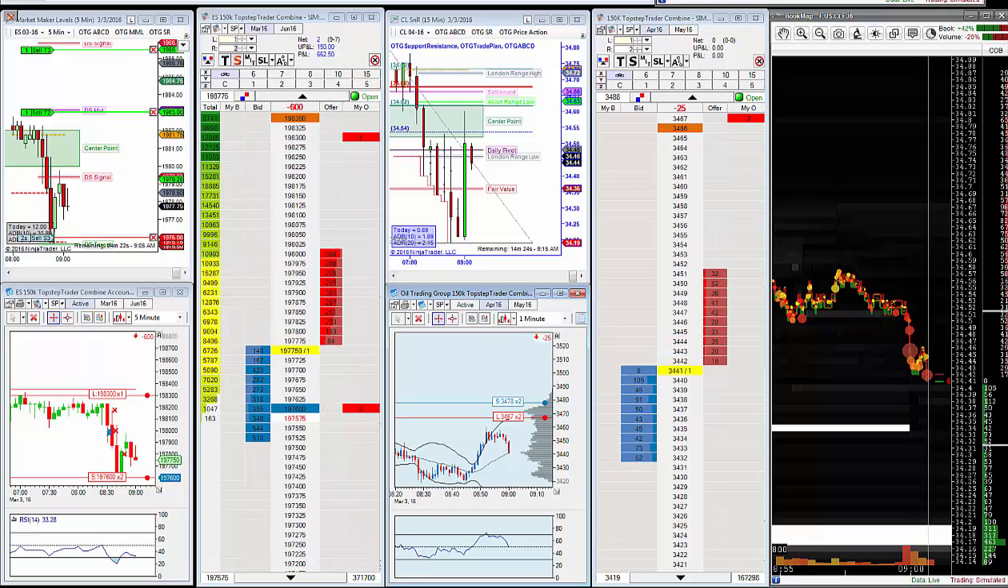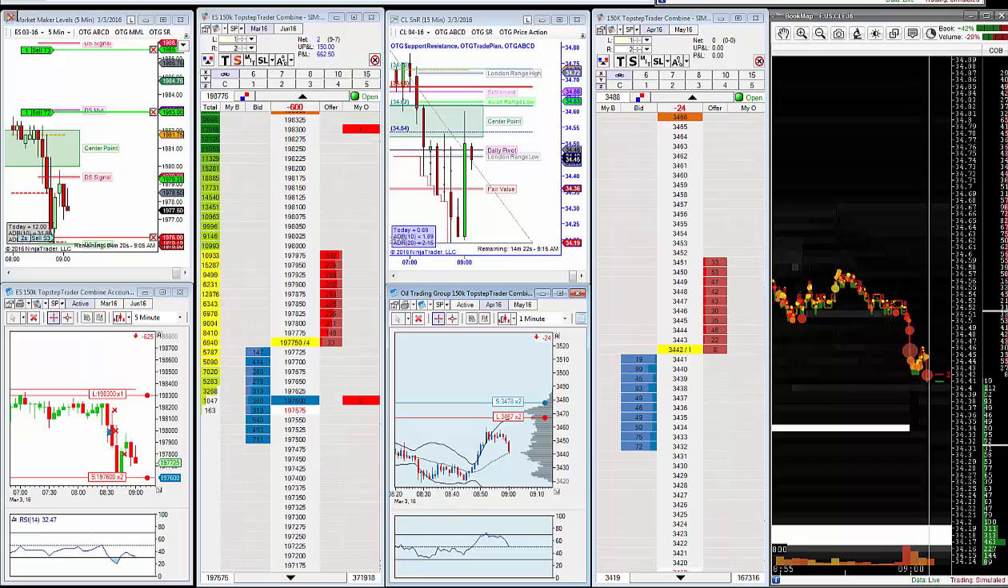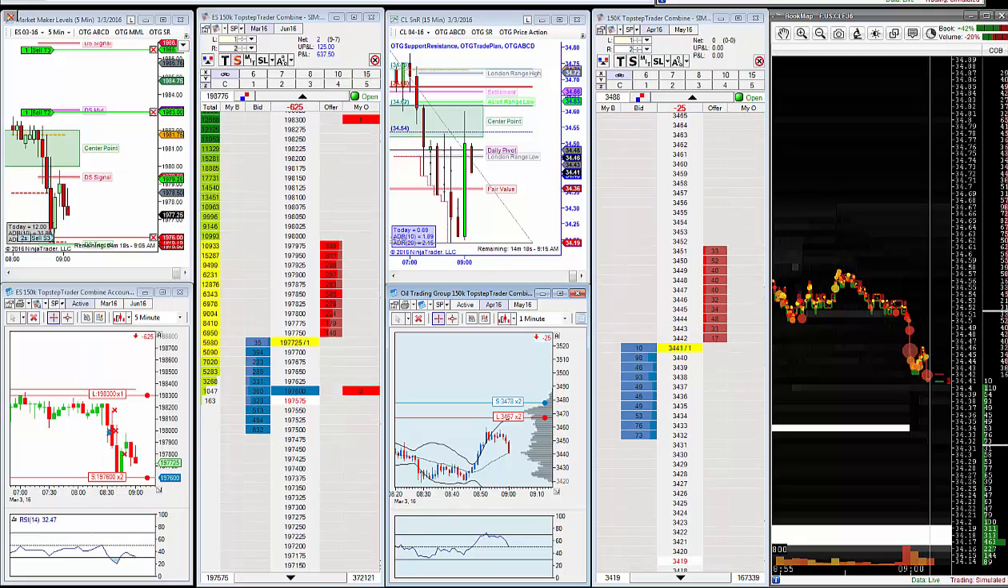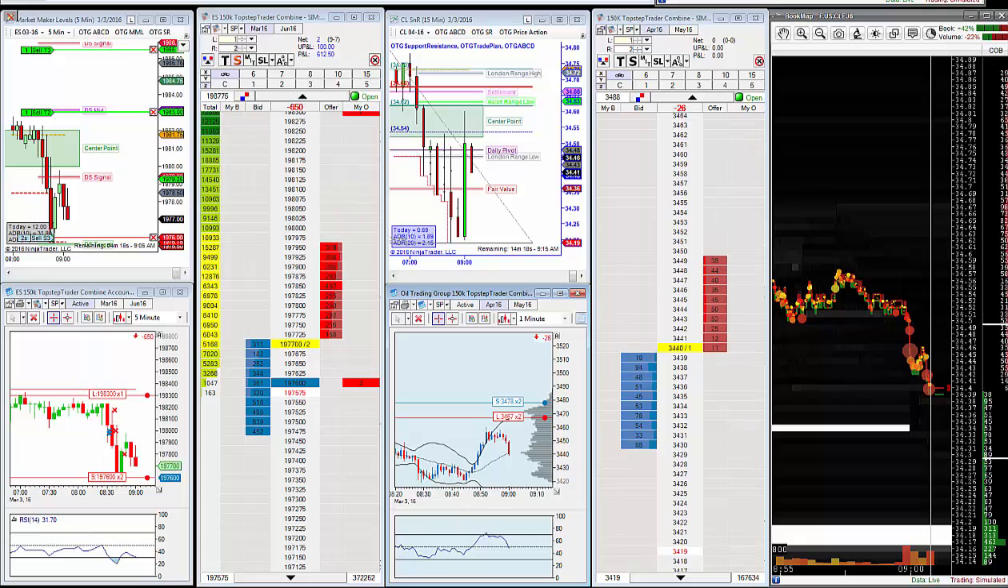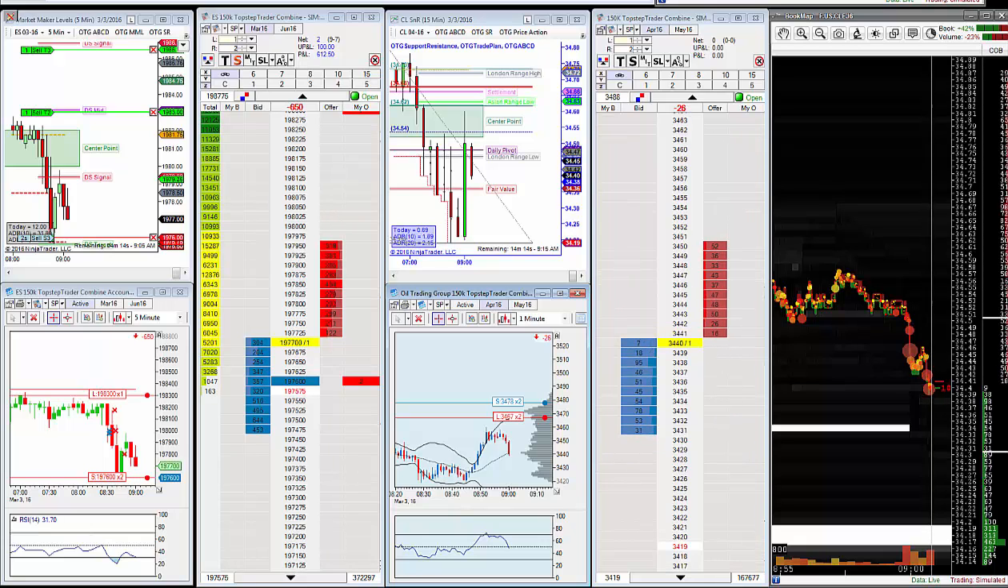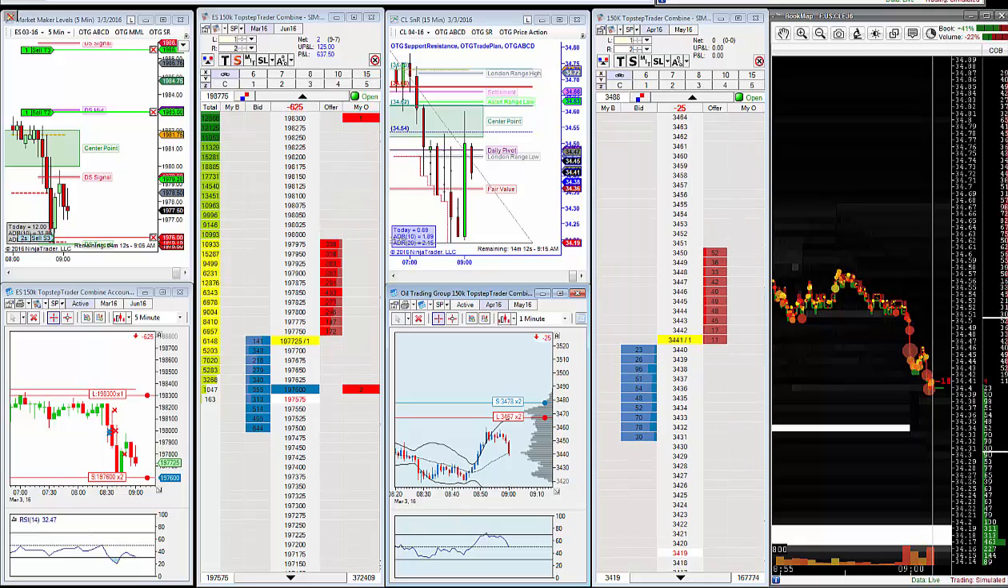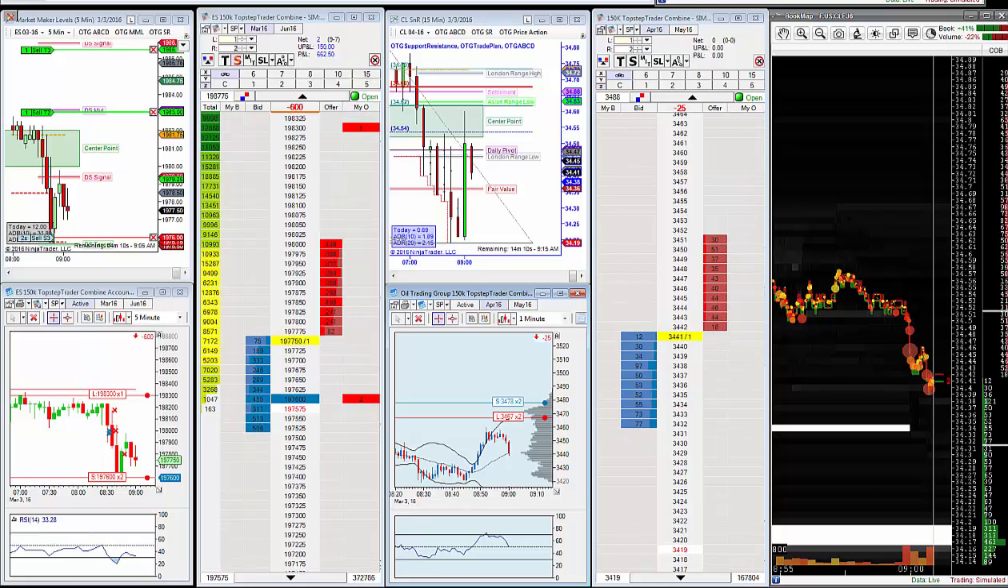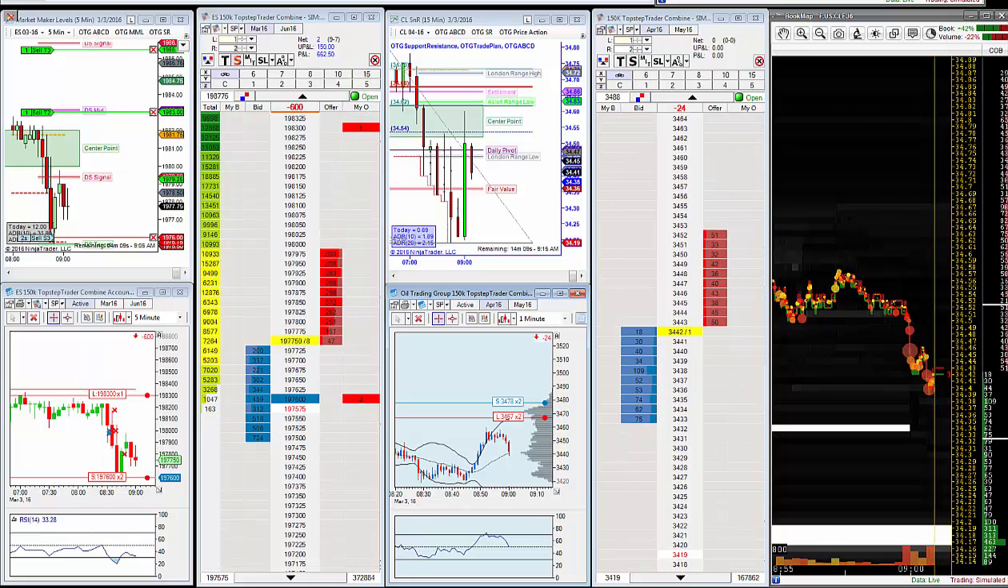So the ES is the leader right now. Everything else is dragging down here. $19.76 is the stop. Lots of action going on here.